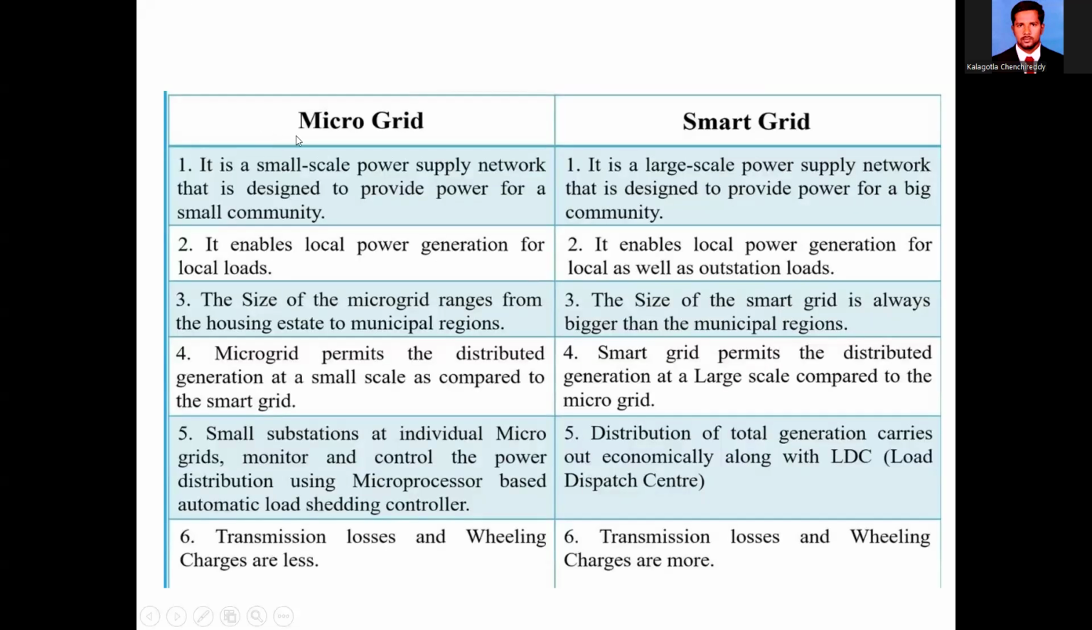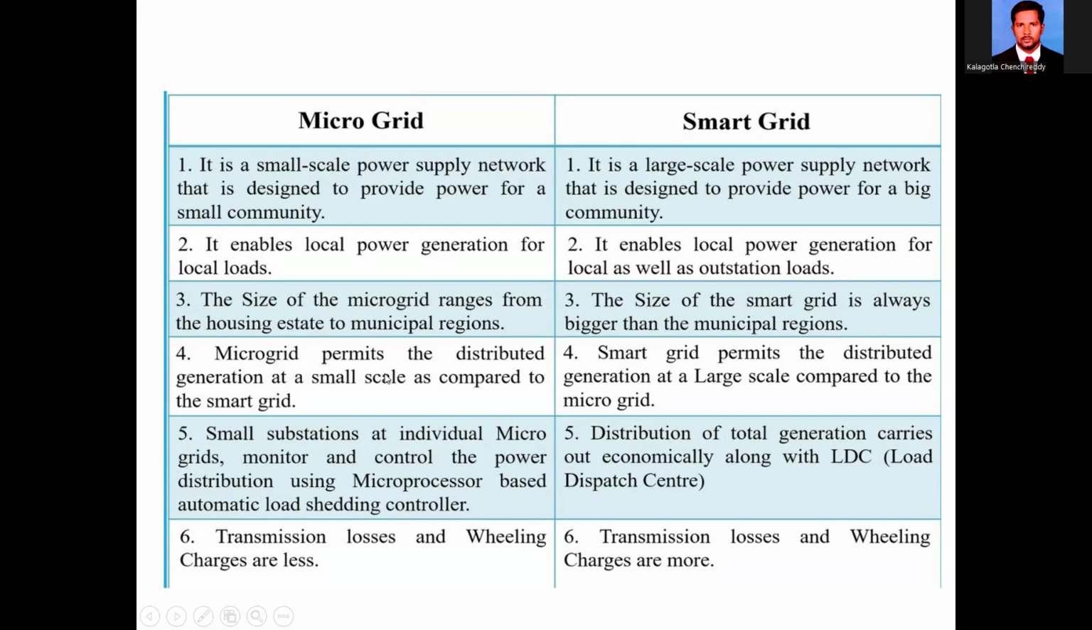Next, this table is the comparison of microgrid and smart grid. A microgrid is a small scale power supply network that is designed to provide power for a small community. And a smart grid is a large scale power supply network that is designed to provide for a big community. Next, a microgrid enables local power generation for local loads. A smart grid enables power generation for local as well as outstation loads. The size of a microgrid ranges from a housing estate to a municipal region. The size of a smart grid is always bigger than municipal regions.